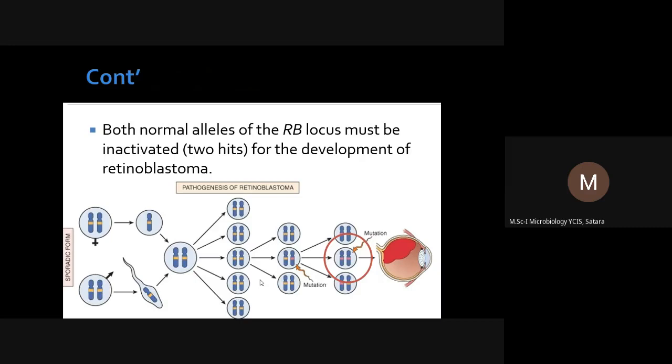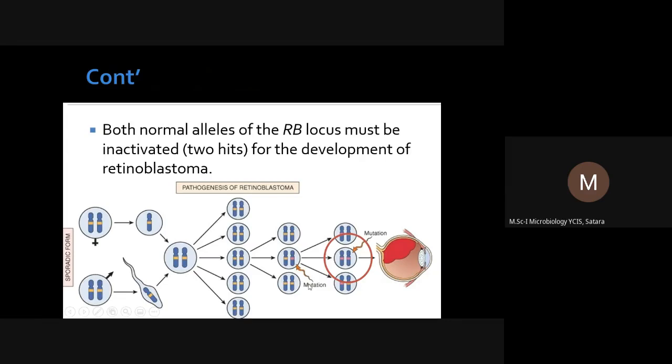So this is the pathogenesis of the retinoblastoma. The male and female transmit one of the alleles to the offspring. So this is the development of the zygote. One allele from the mother and the other allele from the father come, and this is the individual or offspring which has two alleles. Then this is about the mutation. Whenever mutation occurs, that mutation is transmitted to another generation, and there is the development of the retinoblastoma.